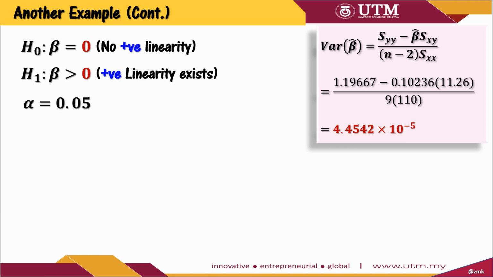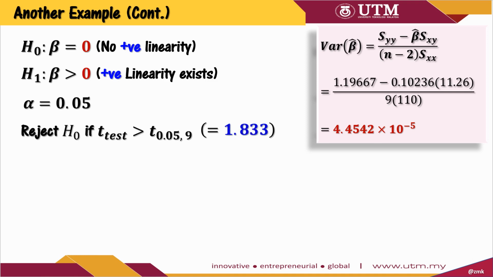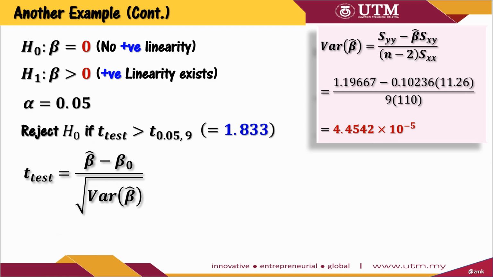Therefore, the rejection rule is to reject H0 if the t-test statistic value is greater than the right-sided t-critical value at alpha 0.05 and degrees of freedom 9, where 9 is the sample size 11 minus 2. You can look at your statistical table booklet page 35 and check if the critical value t 0.05, 9 is equal to 1.833. Now the t-test statistic by definition is given by beta hat minus the value of beta under H0 divided by the standard deviation of beta hat.